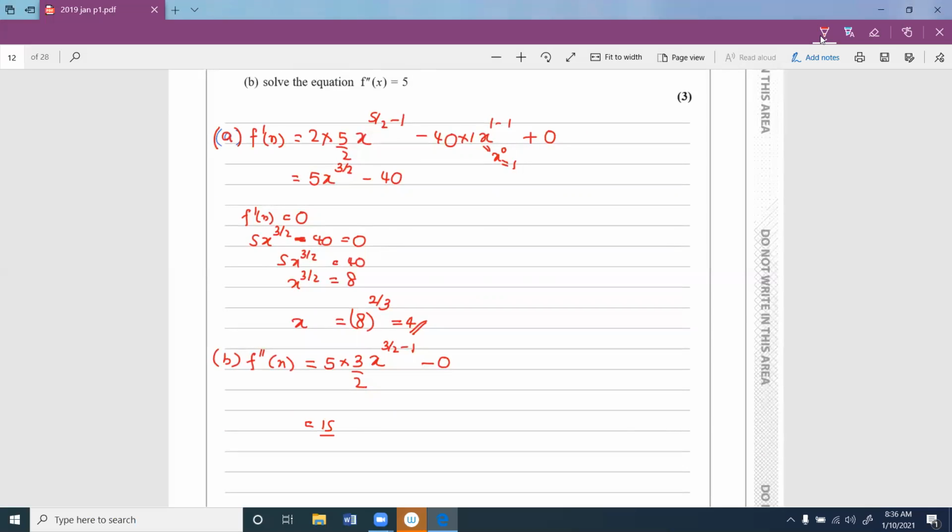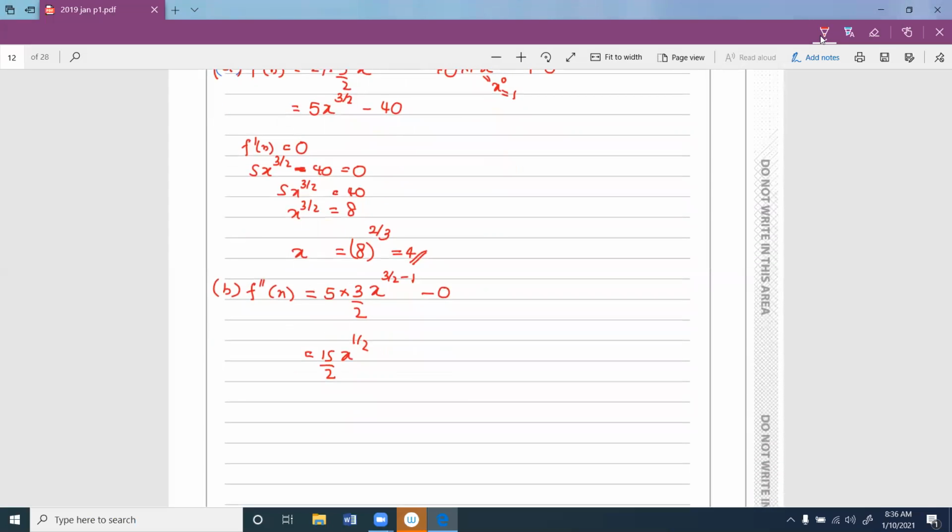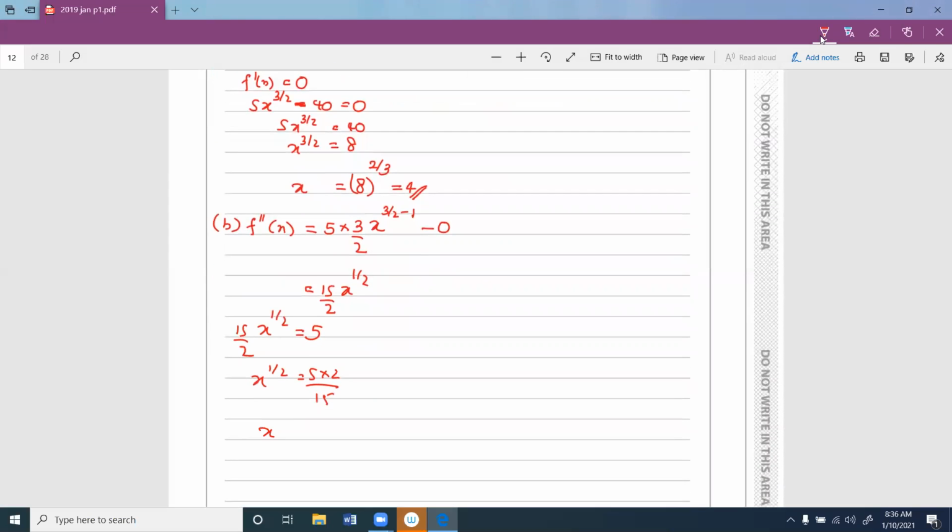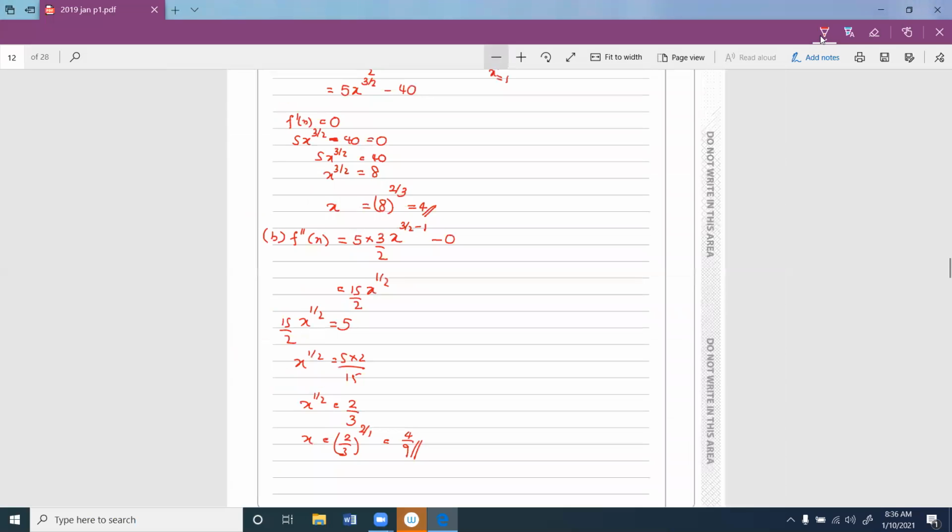So that turns up to 15 over 2 x to the power half. They have given f double dash x is equal to 5. So 15 over 2 x to the power half is equal to 5. So you can say x to the power half is 5 into 2 divided by 15. That means x to the power half is 2 over 3. Then if you bring the power to the other side, the reciprocal power 2 over 1, x turns up to 4 over 9, which is the final answer for this question. That's a way of doing this kind of question.